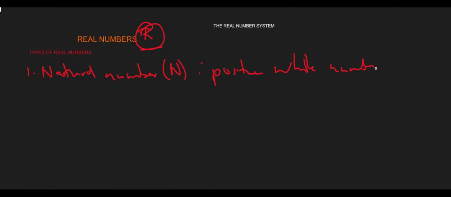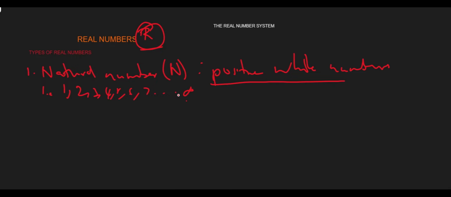Your natural numbers are your positive whole numbers, that is from 1 up until positive infinity. 1, 2, 3, 4, 5, 6, 7, 8, 9 up until positive infinity. We're talking about all your positive whole numbers.